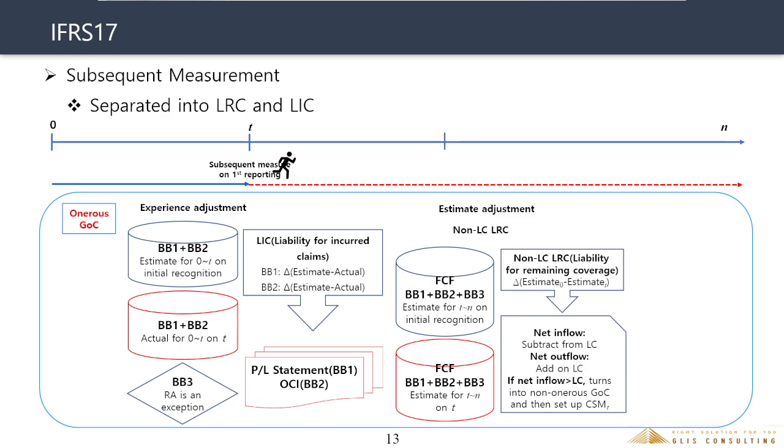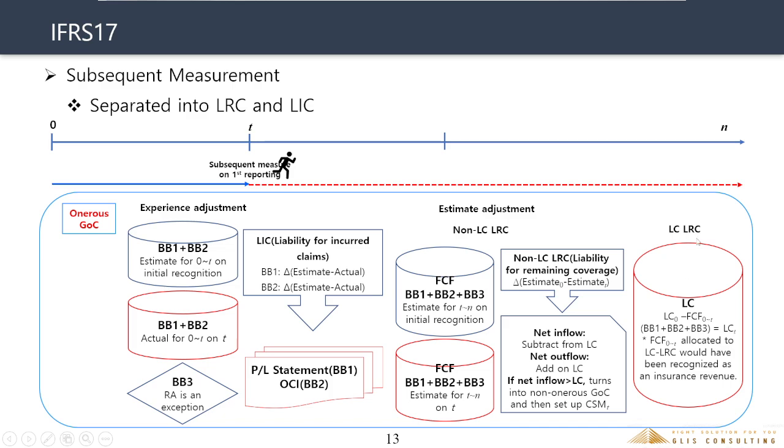And what if net inflow is bigger than the loss component at time t? This onerous group of contracts turns into a non-onerous group of contracts, and at that time the difference amount is set up as a CSM, right? So it's vice versa. And there is the remaining loss component, liability for remaining coverage, and this is the one, right? As I already explained here, it has to be reduced or increased by estimate adjustment.